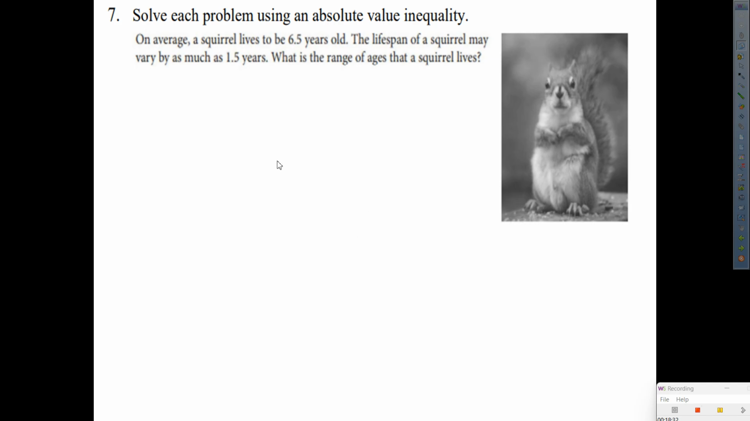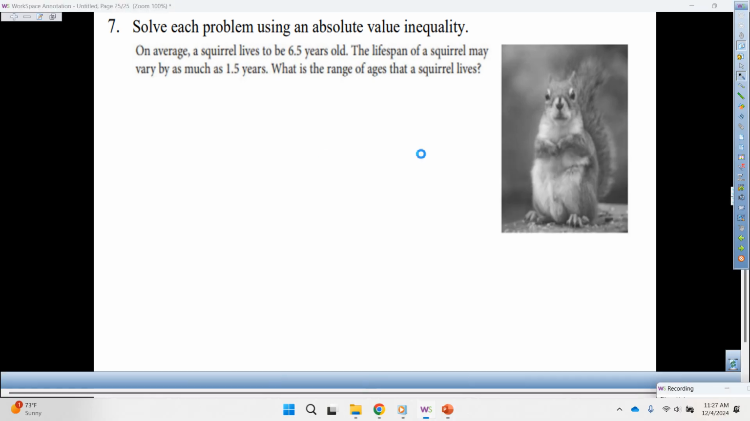Let's go. Solve each problem using an absolute value inequality. So, it says, on average, a squirrel lives to be 6.5 years old. The lifespan of a squirrel may vary by as much as 1.5 years. What is the range of the ages that the squirrel lives?